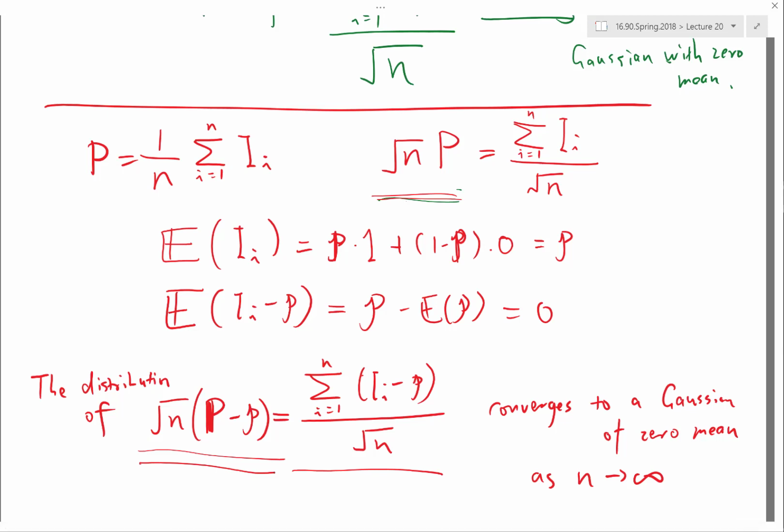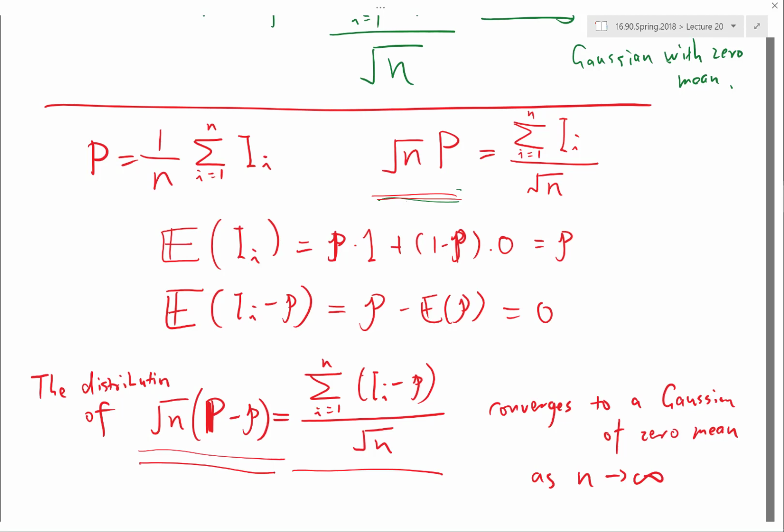Okay, so now this is a straight application of the central limit theorem. How does this help us in obtaining a confidence interval? Yes? You can look up known values for confidence intervals for Gaussian. For what Gaussian? Well, the standard Gaussian.